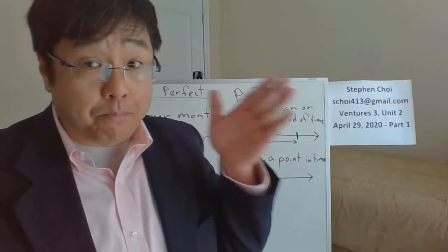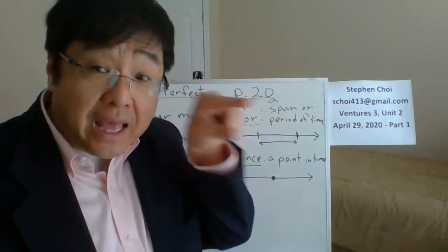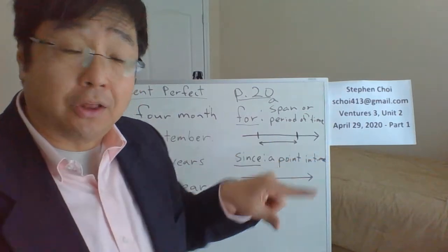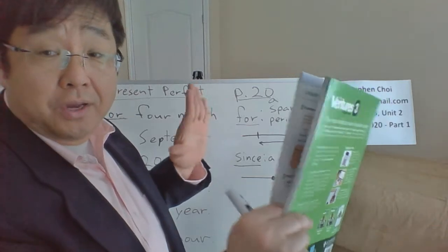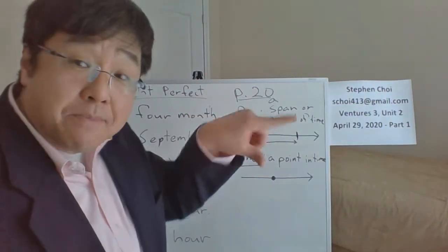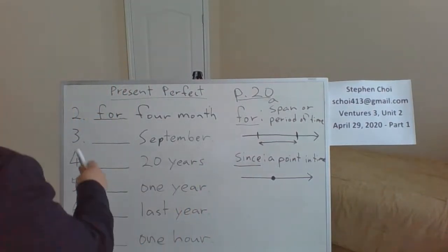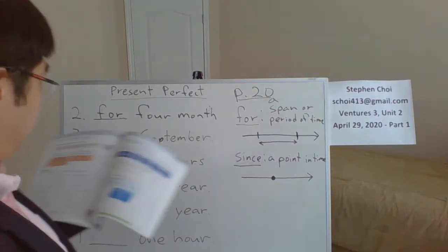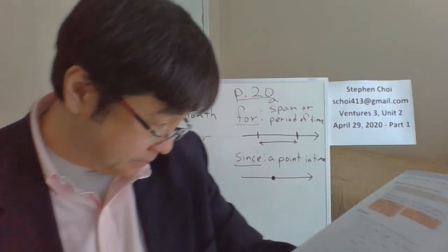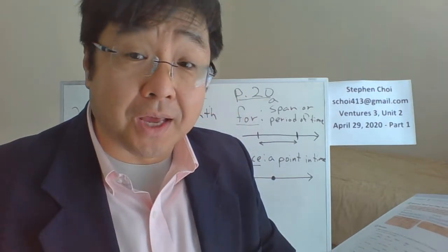So September is a point in time. We're not talking about one month, like 30 days. We're talking about a particular month out of the year. So it's a point in time. So what's the answer? It is since September. Because it's a point in time, since September, not a month, not a 30-day span.